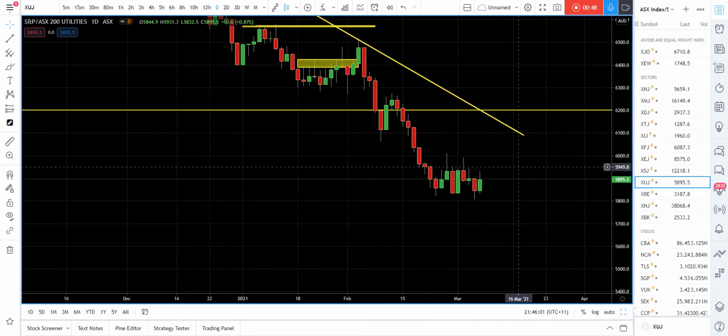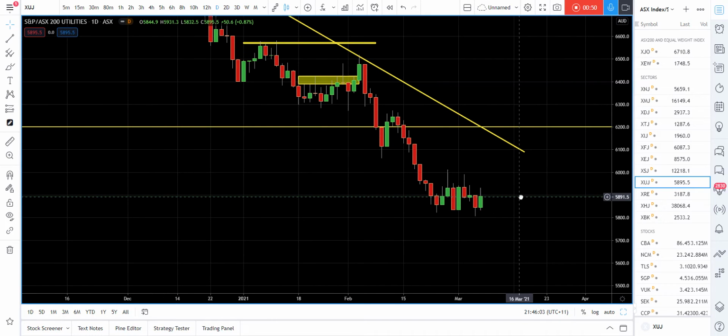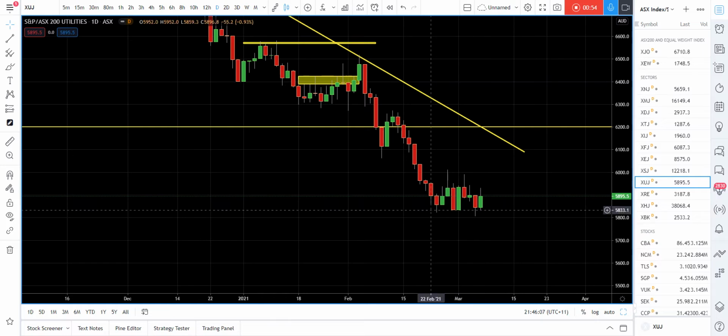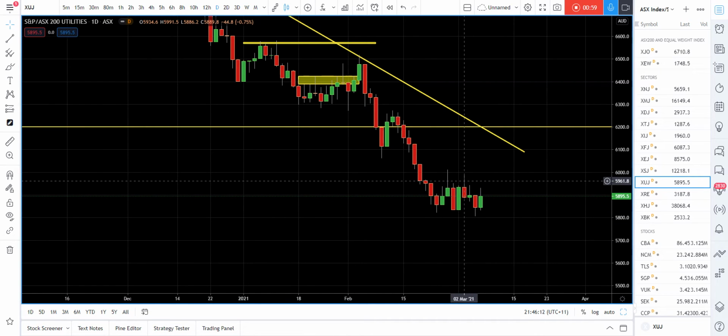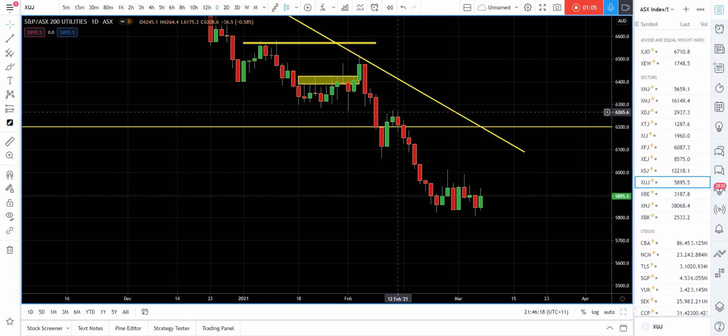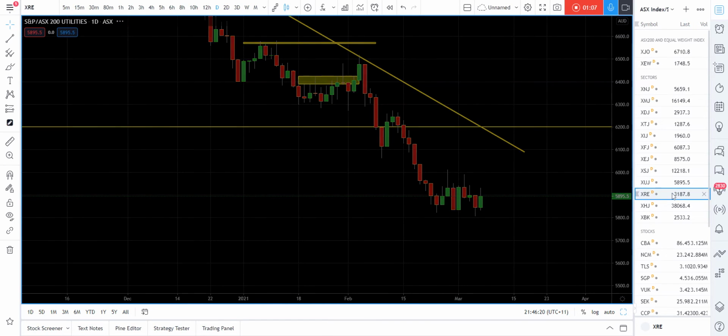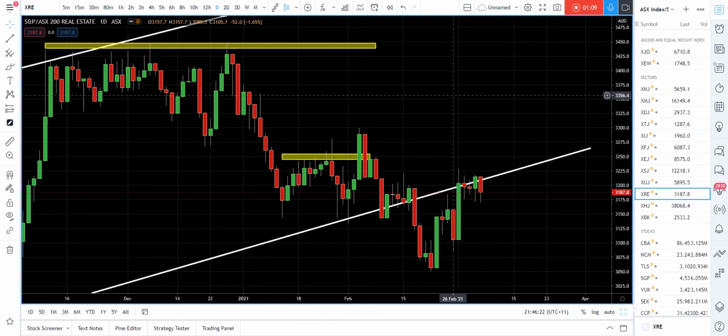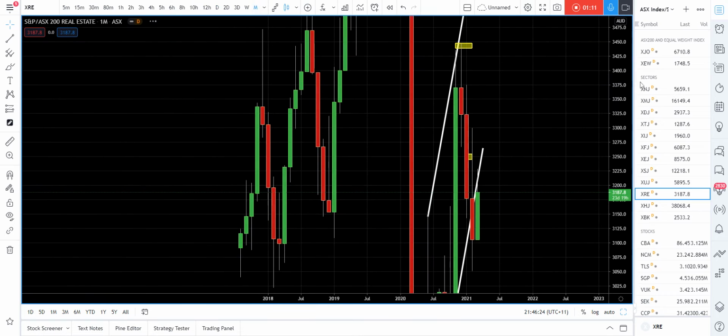In order to say that there is some bullishness on the daily time frame, we need to have a break above this congestion here. So far, it is bearish for me, and it's just consolidating in this very strong bearish trend, daily, weekly, and monthly. Now we look at the next one, the real estate sector, and we look at the monthly time frame first.